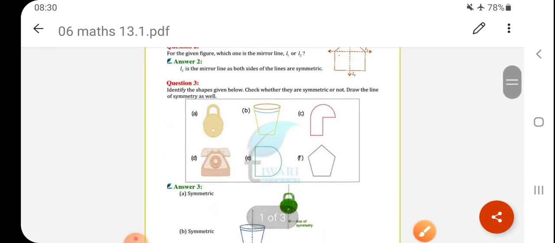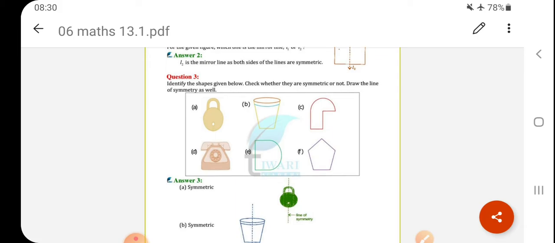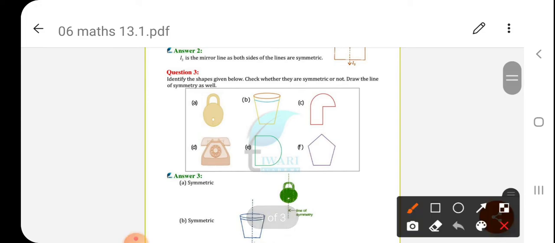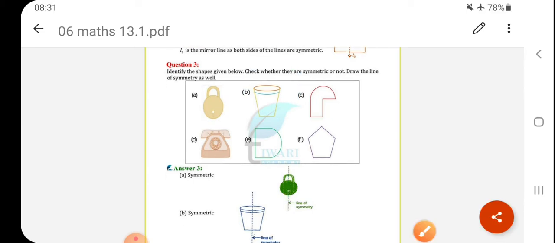Third question, identify the shapes given below. Check whether they are symmetrical or not. Draw the line of symmetry as well. First one. So vertical line of symmetry. Okay, it is symmetric, because if we draw a vertical line of symmetry, then both sides of the line are symmetric. Then glass, yes, it is symmetrical.